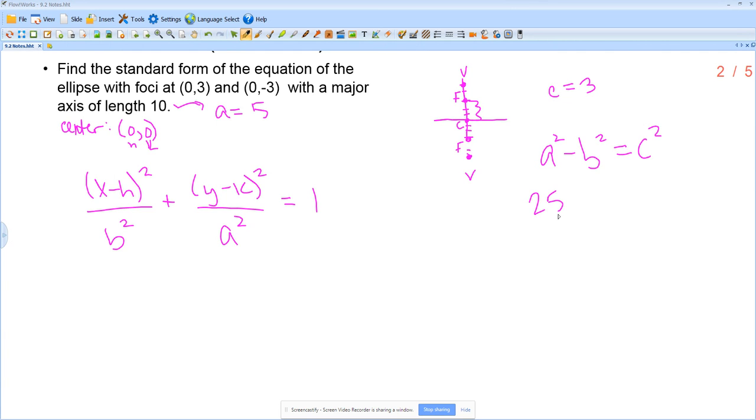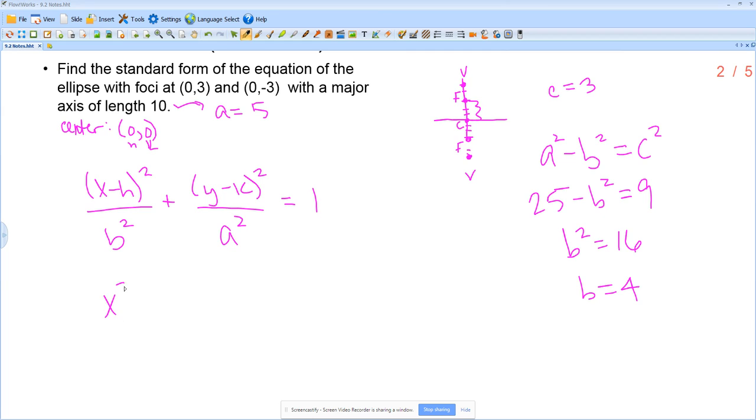So we're going to have 25 minus b squared equals 9, substituting in our 5 and our 3. So b squared is equal to 16, so b is equal to 4. And now I have everything I need to substitute in. I have h, k, a, and b.